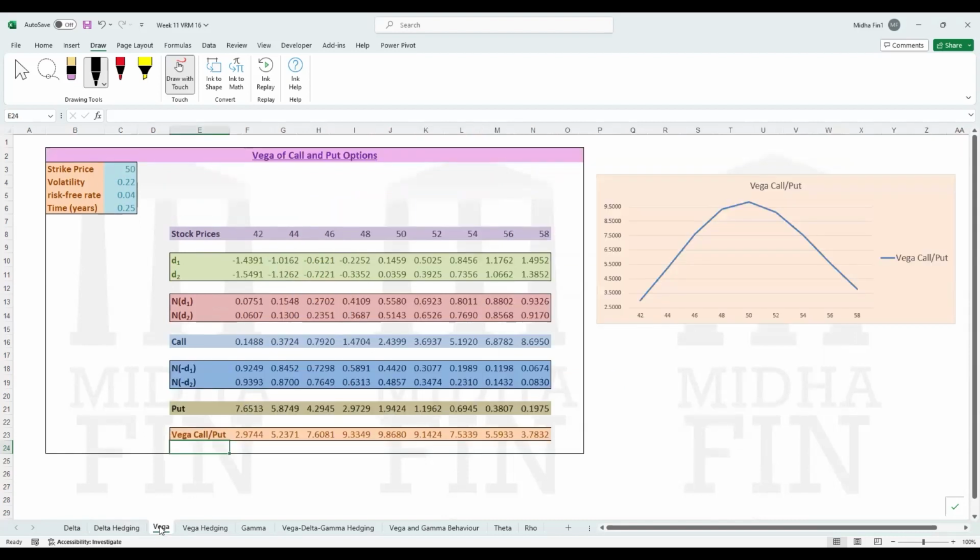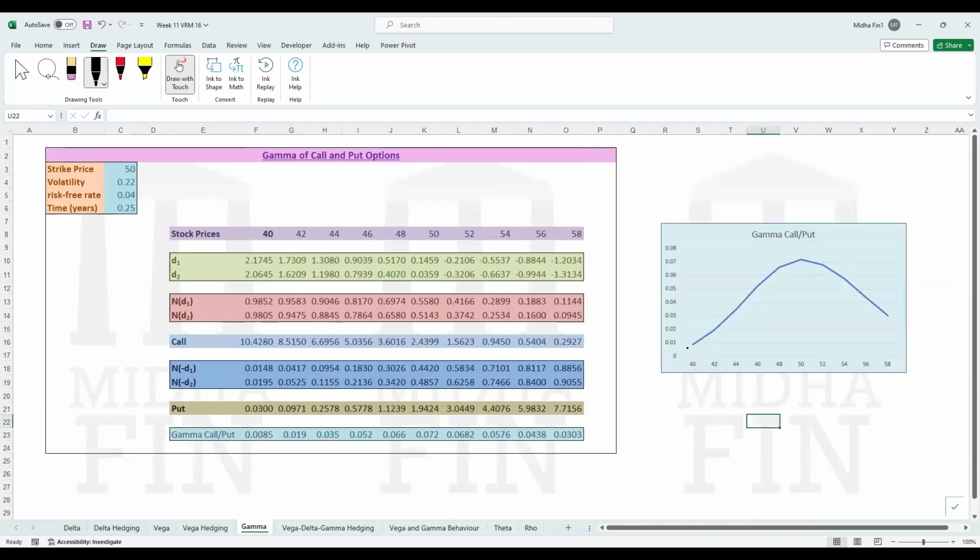Next, we have the Vega. The curve for Vega looks like an umbrella. Pretty simple. Let's talk about Gamma. It also looks like an umbrella.